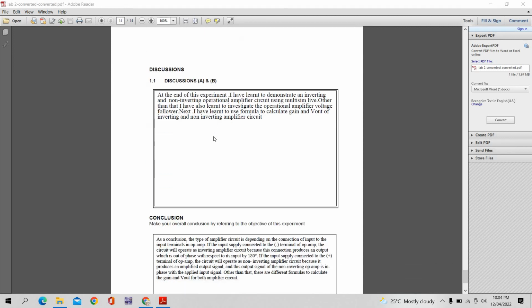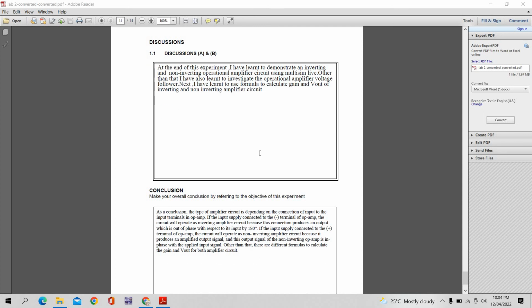For the discussion, at the end of this experiment, I have learned to demonstrate an inverting and non-inverting operational amplifier circuit using Multisim Live, where we can see the results. Other than that, I have also learned to investigate the operational amplifier voltage follower. Next, I have learned to use the formulas to calculate gain and V out of inverting and non-inverting amplifier circuits.